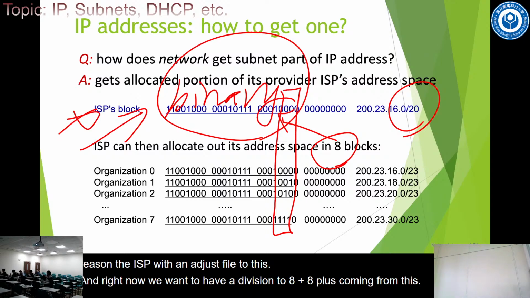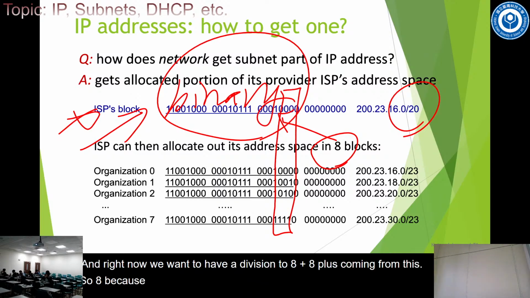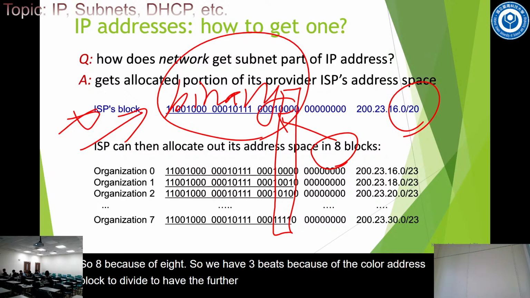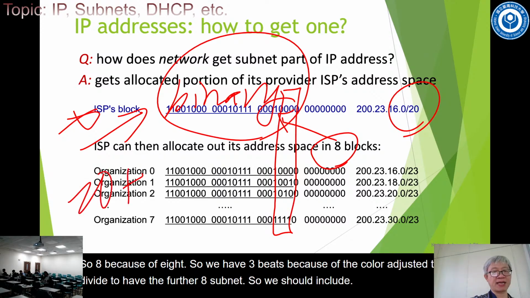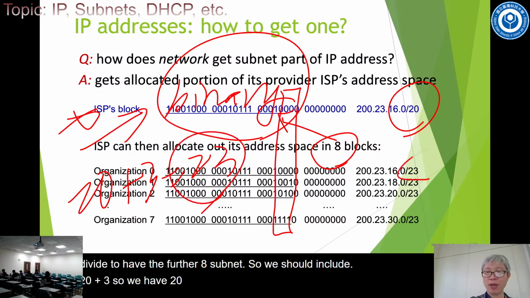So 8, because of 8, we have 3 bits, because the current address block is divided into 8 further subnets. So we should include 20 plus 3, so we have 23. So right now we have 23.